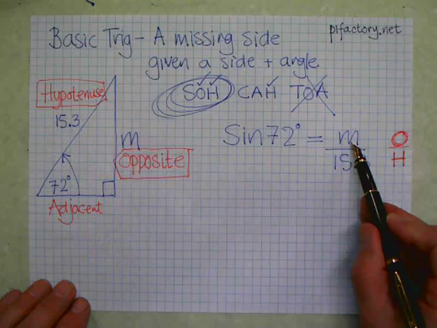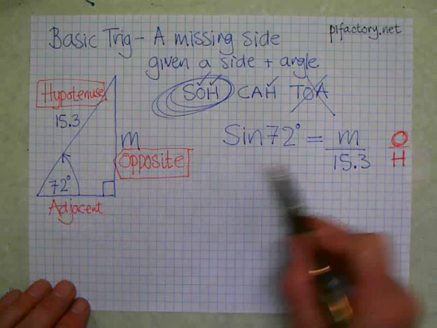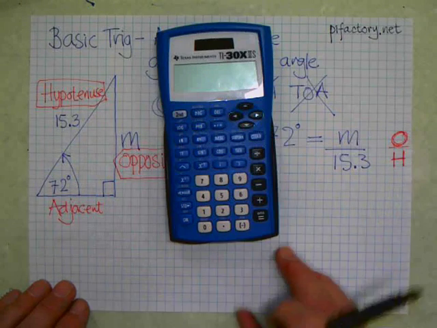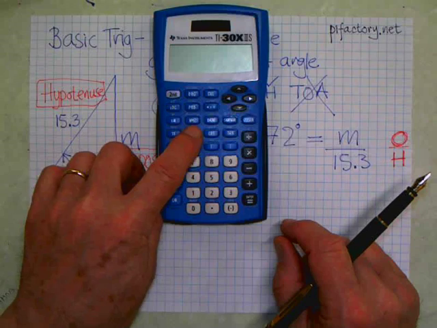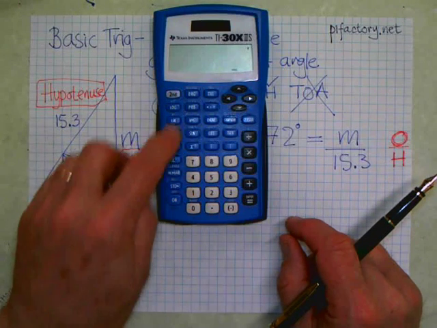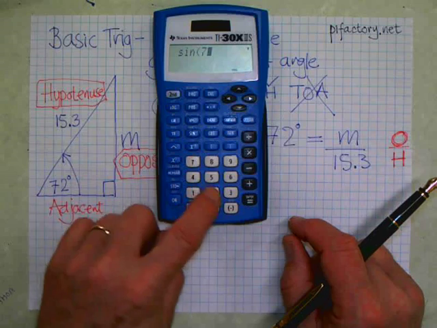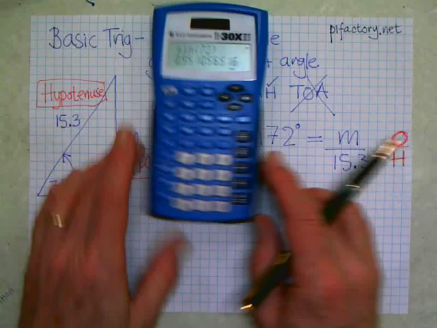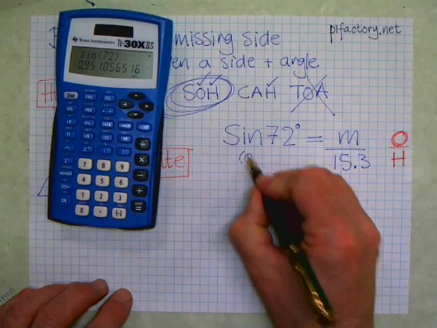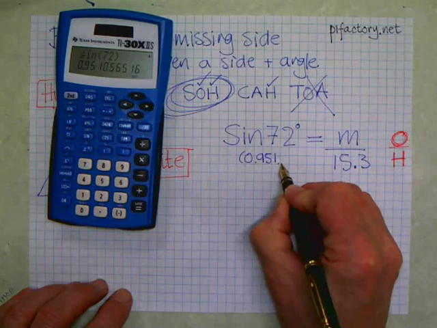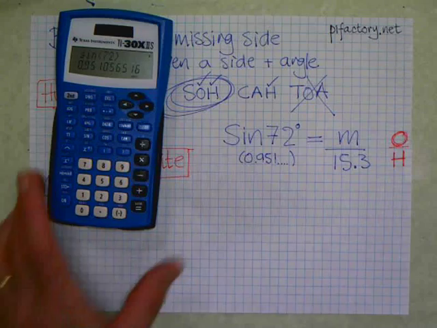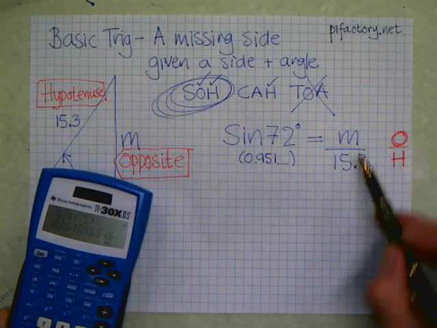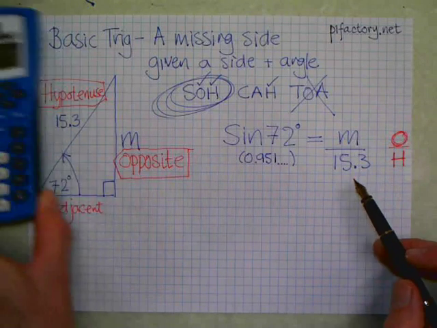Well, now we want M on its own. Remember, this is just a number. Sine 72 is a number. We can even get a calculator and punch in sine 72. Enter. Wow, 0.951 and a lot more decimal places. So it is just a number. This number equals M divided by 15.3.